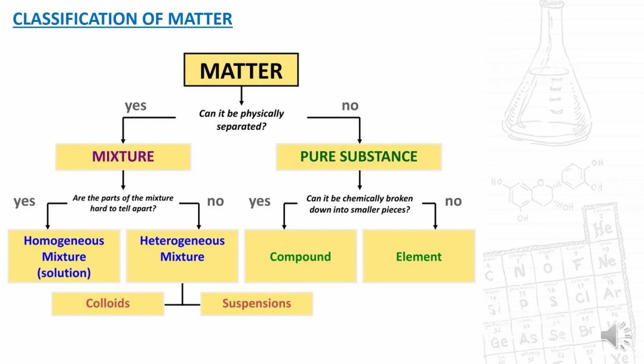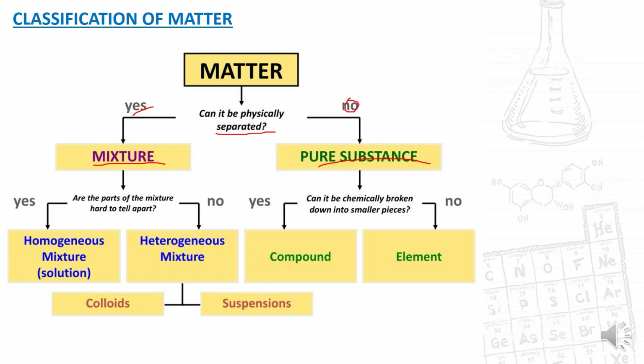Now let's dive into classification of matter. Assuming that you have a substance and you would like to know under which type of matter your substance falls. So the first question that you're going to ask yourself is, can this substance of mine be physically separated? If the answer you get is a no, then your substance is a pure substance. But if the answer you get is a yes, then your substance is a mixture.